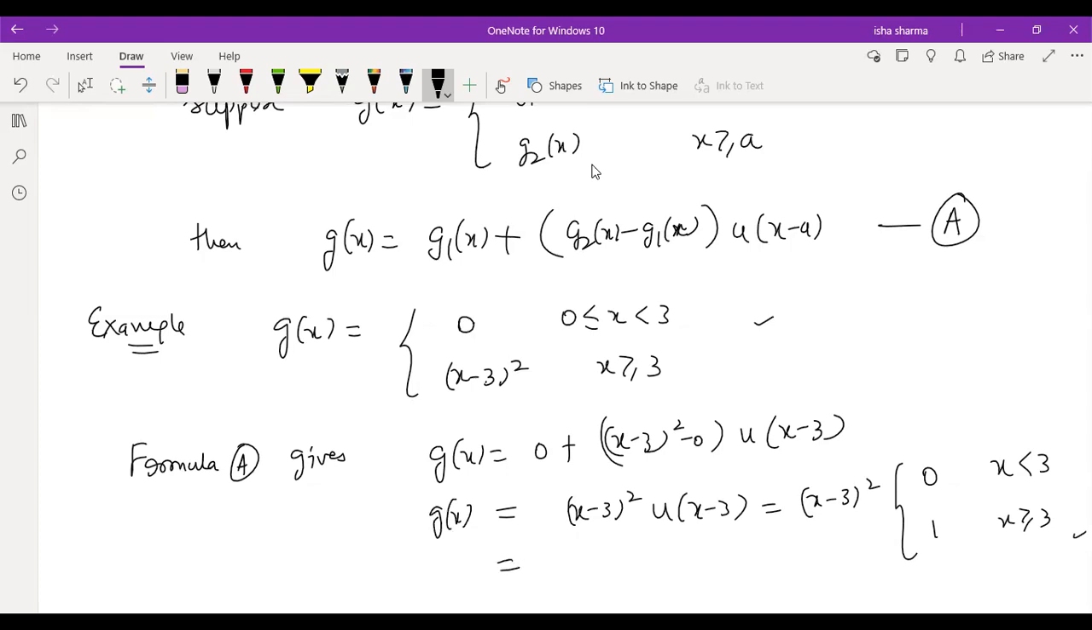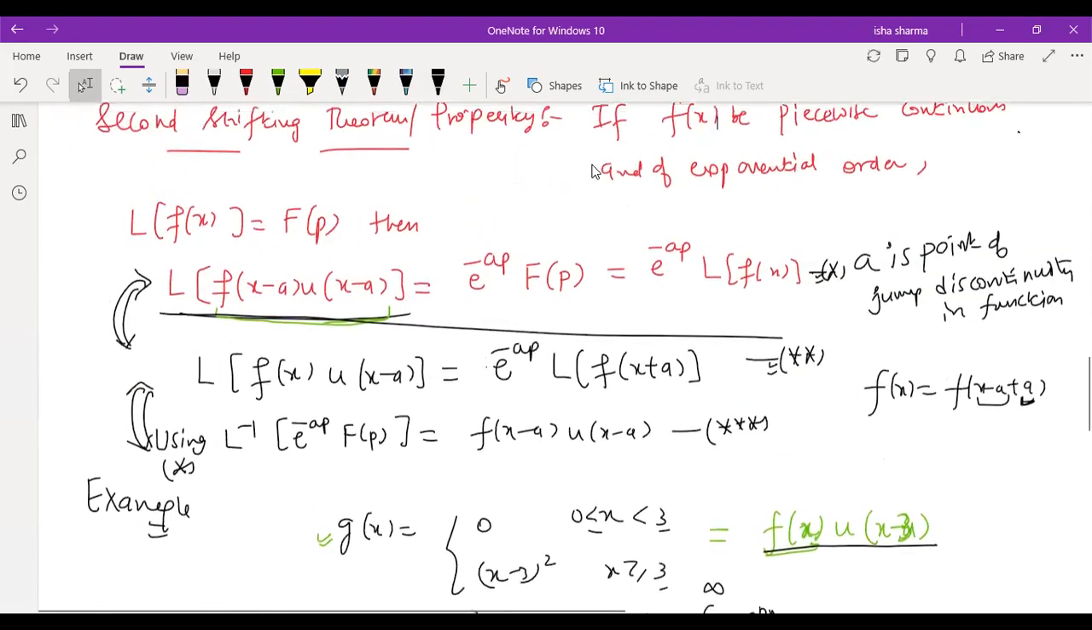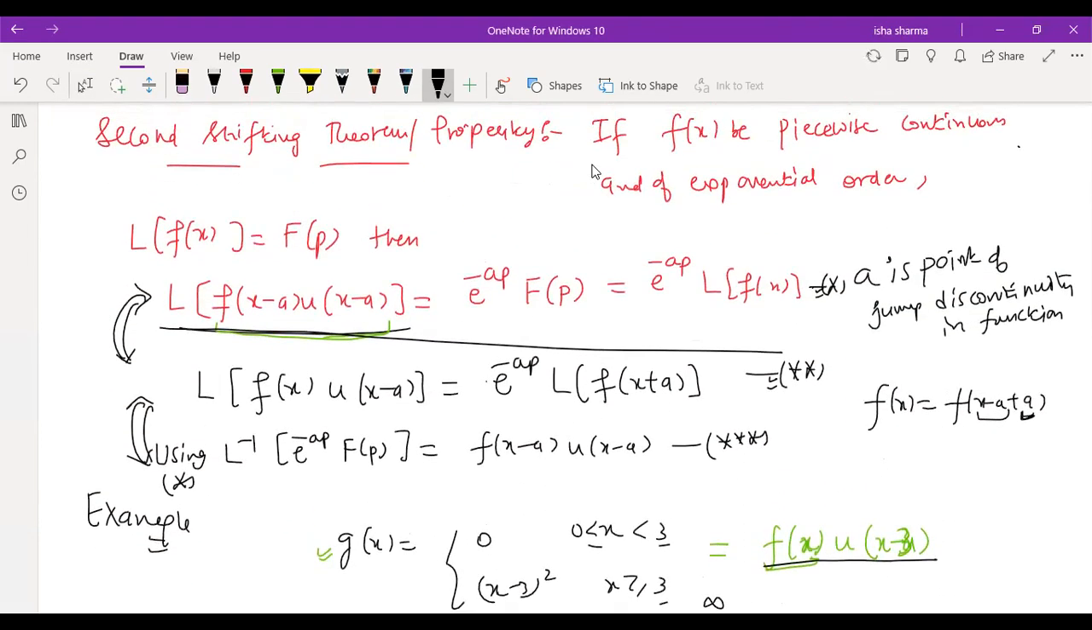So you can see now it is of the form f(x minus 3) u(x minus 3), because let me show you the expression. Yeah, we wanted this form f(x minus a) into u(x minus a), or we could also have it in f(x) into u(x minus a). So if it is easy to express in this form depending on the function, then we will be using this star form of the second shifting theorem, otherwise we will be using this one.